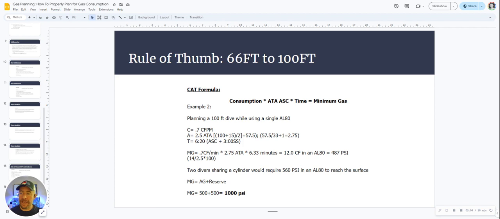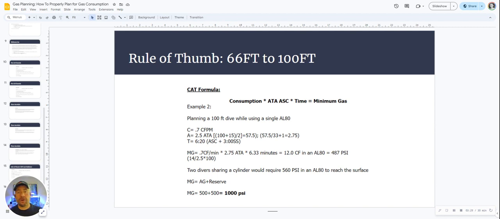Time of ascent is 6 minutes and 20 seconds. That's the ascent plus 3 minutes. So 0.7 times 2.75 times 6.33, which is 20 seconds in increments, you get 12 cubic feet in an aluminum 80. So that's what you would need for yourself at 0.7 consumption to reach the surface, which is 487 psi. We're going to add that to the reserve.